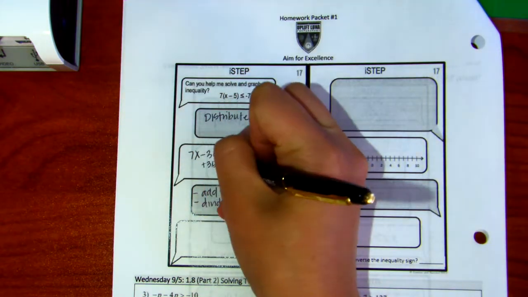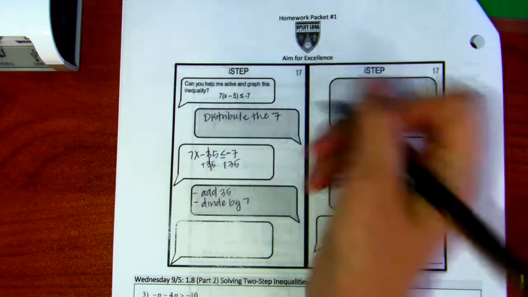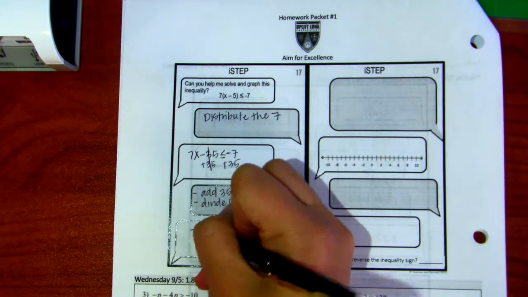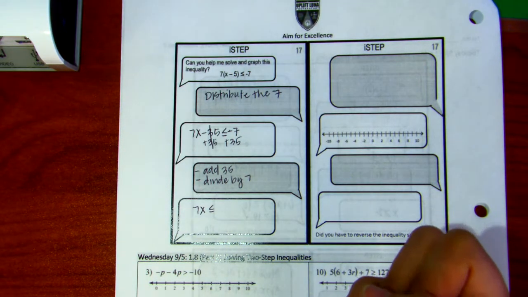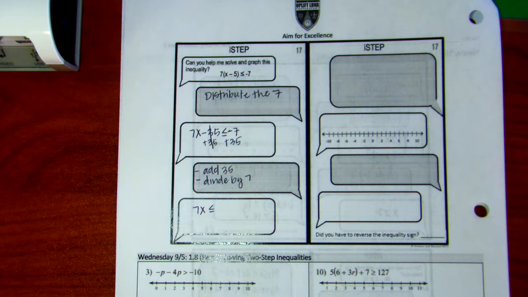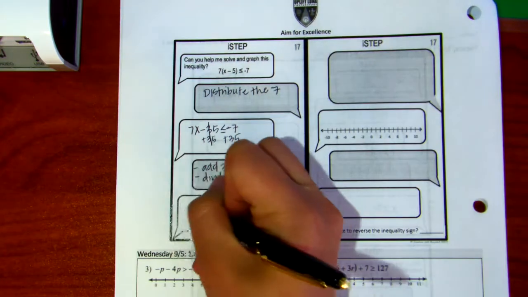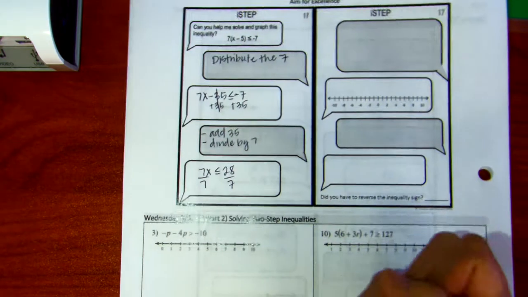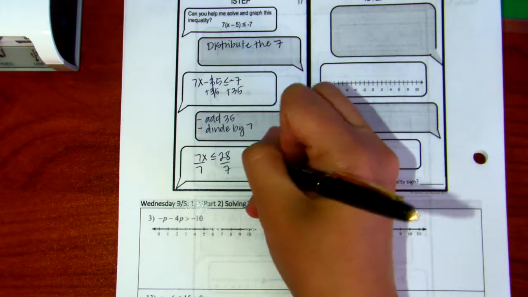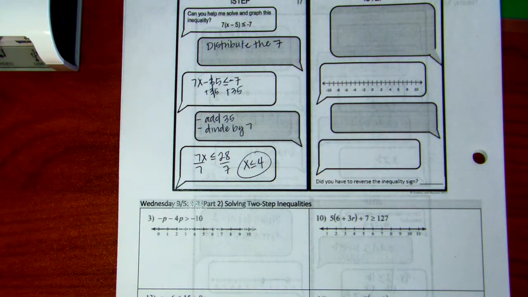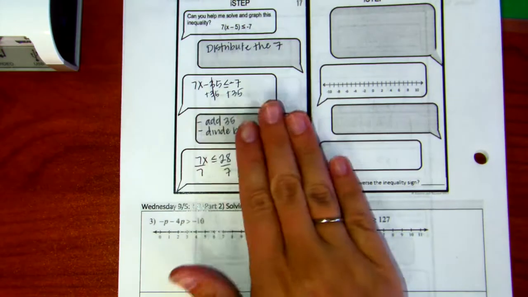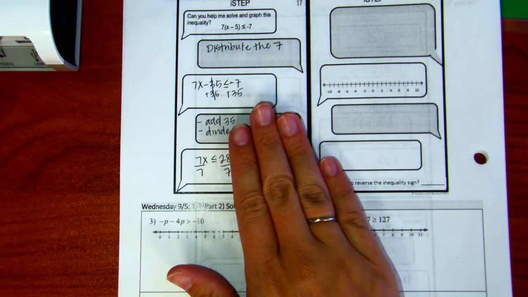Add 35. 7x is less than or equal to, what's negative 7 plus 35? 28. Divide both sides by 7. What's my final answer? Say the whole thing. X is less than or equal to 4.